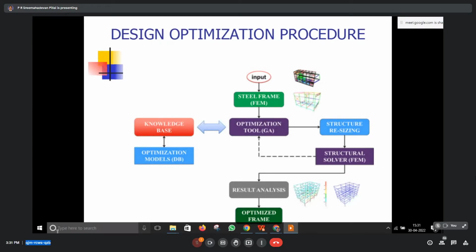You choose one section, apply the mathematical principles and see. So this procedure will be followed. The first procedure is, if it is a framed building, let us take, we design the steel frame.